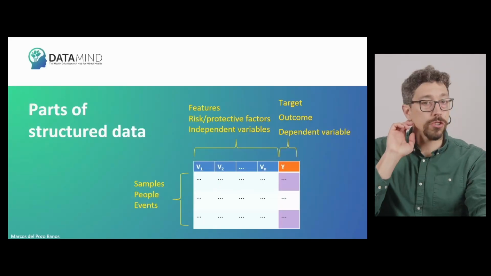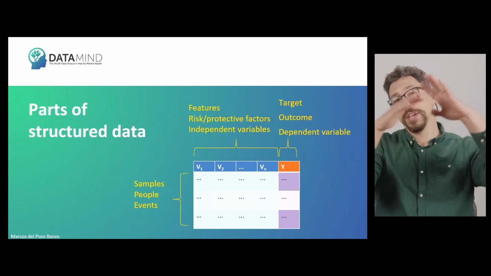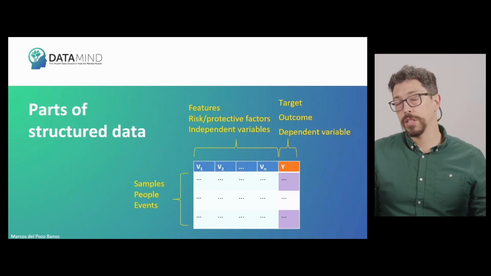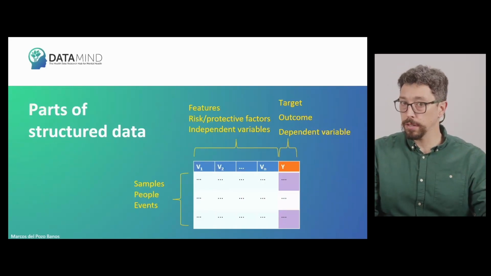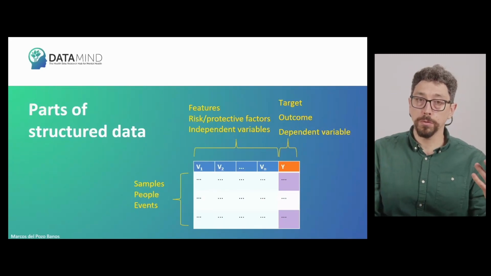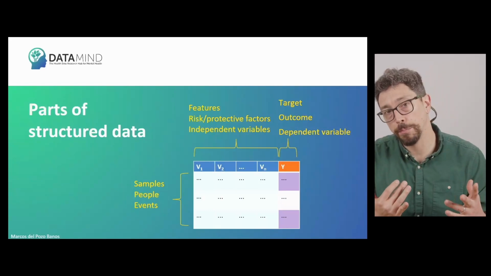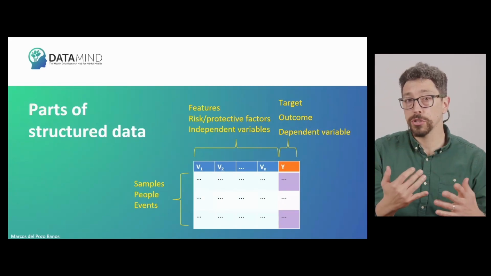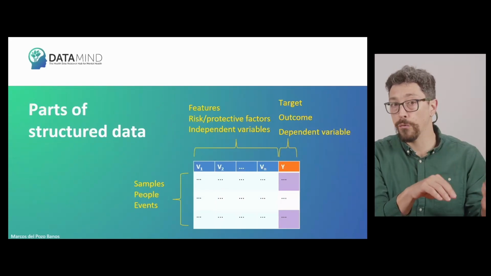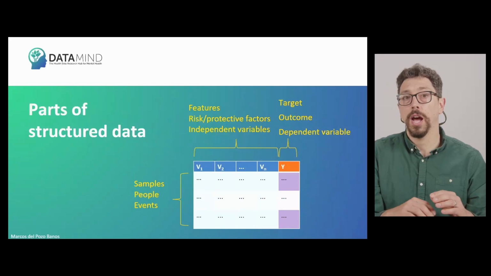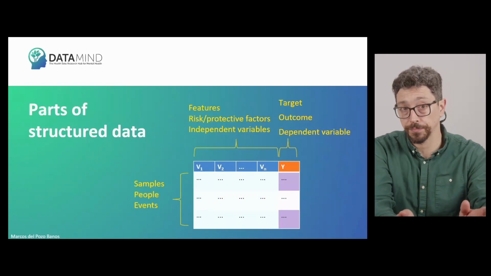And then in structured data, we can identify multiple parts. So again, think of this as a table because often this is what we have. In this table, as in every table, we have rows and columns. Rows represent samples. Each sample could be a different person, a different patient, but also each sample could be a different event for the same person. So these will vary between data.